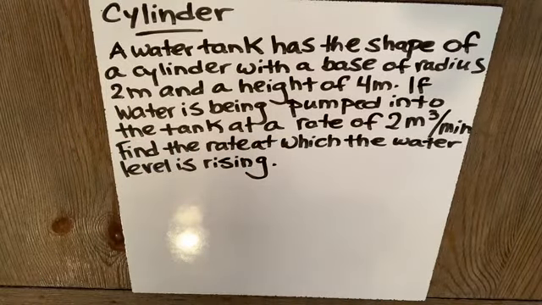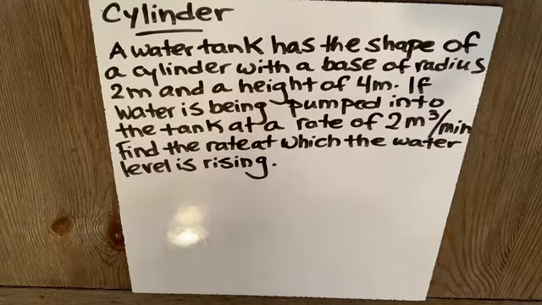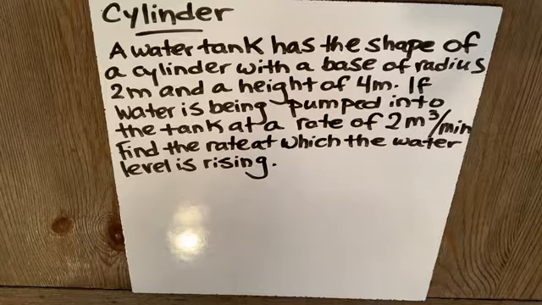A cylindrical shape is another consideration we may have when doing related rates problems. A water tank has the shape of a cylinder with a base of radius 2 meters and a height of 4 meters. If water is being pumped in the tank at a rate of 2 meters cubed per minute, find the rate at which the water level is rising.